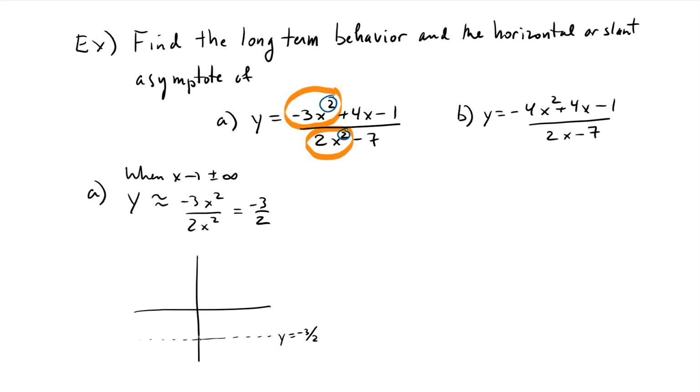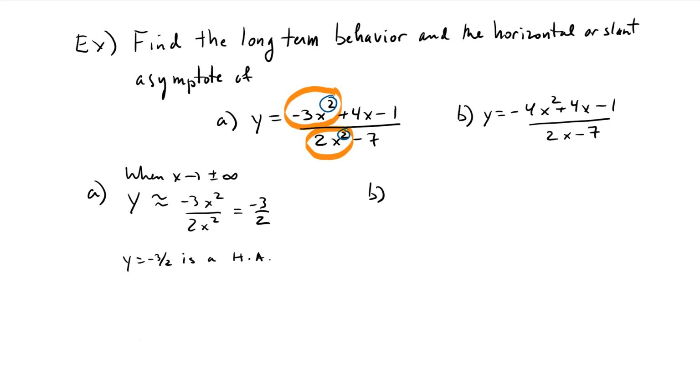What I don't get from my analysis is whether the function goes towards this horizontal asymptote from below or above, but it's going to go towards it. So that tells me that y equals minus 3/2 is a horizontal asymptote.